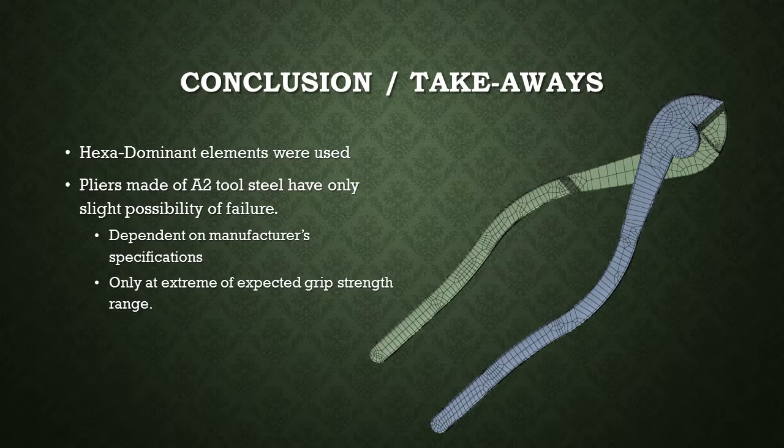As for the A2 tool steel of which the pliers are made, the yield strength is about 225 KSI, and as you saw in our previous results, at 100 pounds force, we got about 188 KSI. So under the given load, our pliers should not fail. However, any larger loads might cause some sort of fatigue or failure later on in the product's life cycle.